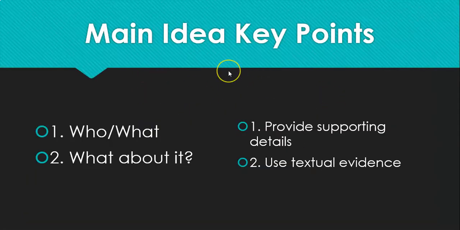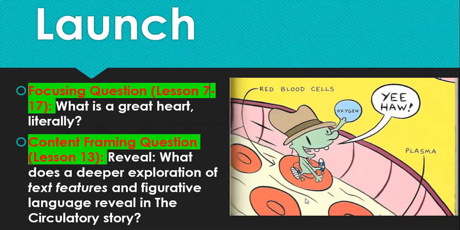So our key points for main idea, remember, it's the who or what and what about it. Don't forget, we have to provide supporting details, and we always use text evidence. That means that we go back to the book and we support our answer. Remember, what is a great heart? Literally, we have learned that a great heart literally is strong. It is a muscle.